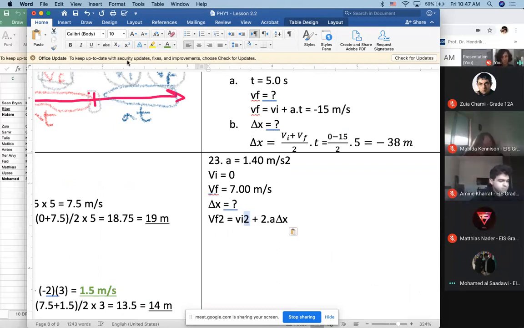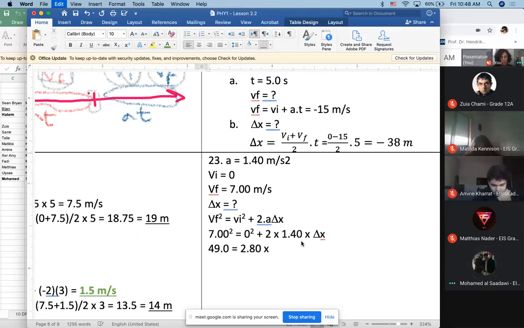Okay? I just need one second to fix this. Now let's replace. All right, V final is 7. I'm gonna put 7.00. V initial is 0. And the acceleration is 1.40. Okay. All right. Now, what is 7 squared? Isn't it 49? Yes. And what is 2 times this? Isn't it 2.8? Yeah. Okay. Undo. I wanted delta x.